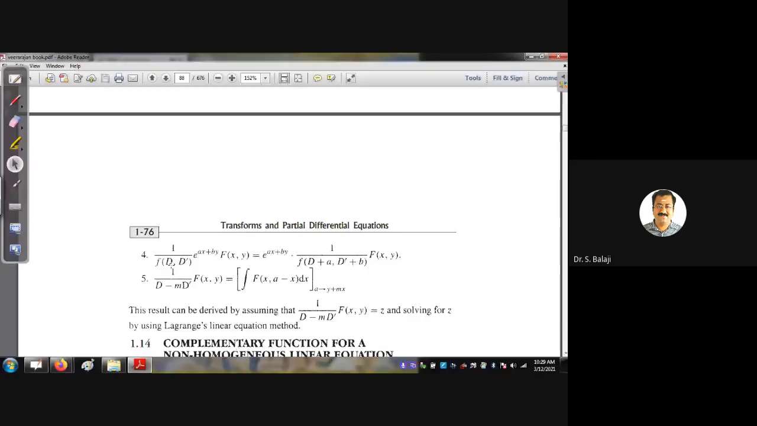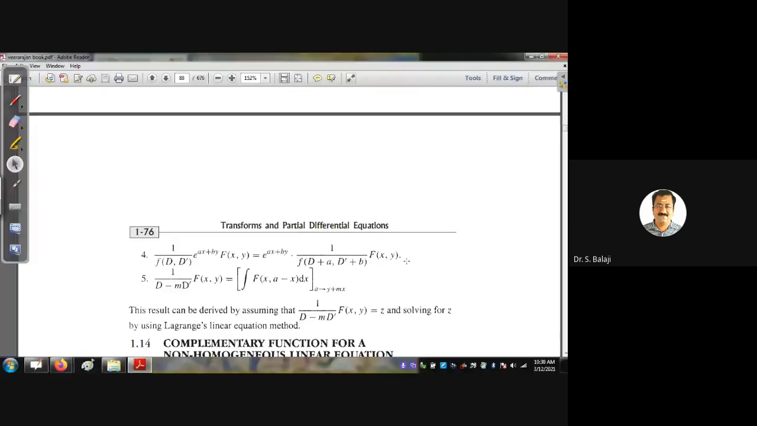In that case, you take e power ax plus by out of the operation, and operate on f of x comma y. That manner we can write here. Therefore, for a right hand side f of x comma y, we can have a single function only, either cosine or sine or algebraic polynomial. Or we can proceed by that type of idea, either type 2 or type 3. For right hand side single function, you can proceed by either type 2 or type 3 idea here. Okay, right.